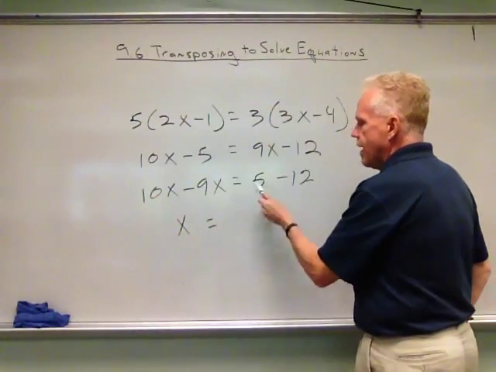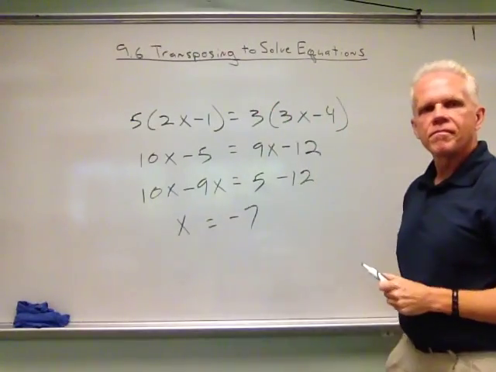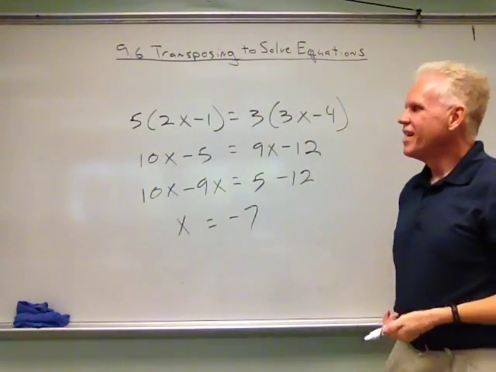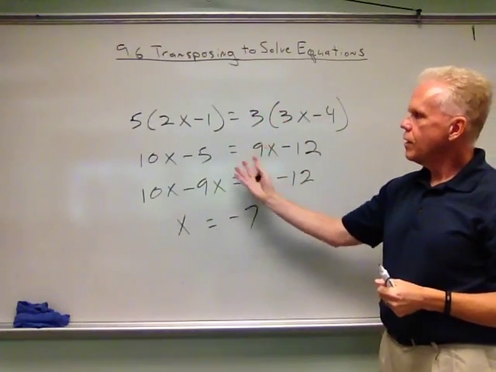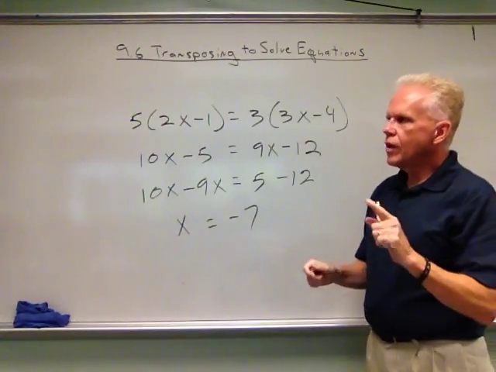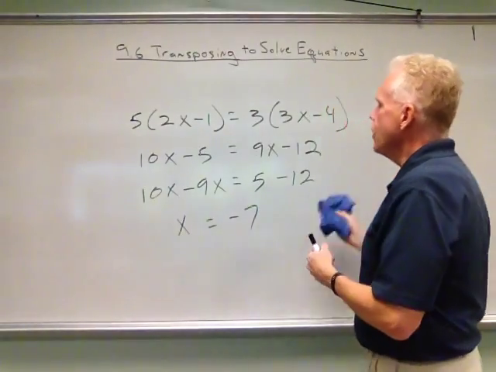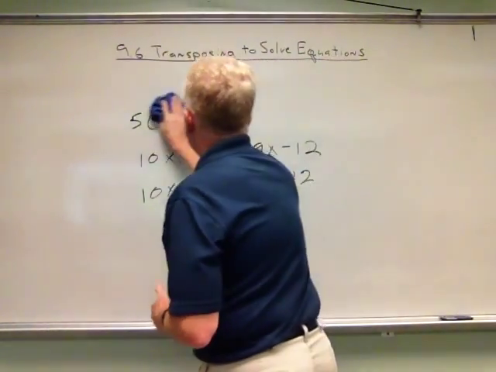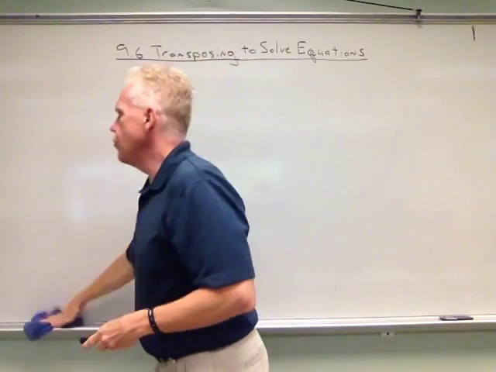And over here, a 5 and a negative 12 is a negative 7. So x equals negative 7 is my solution. And we did 2 steps here. We did some simplifying, and then we did some transposing before we came to an answer. Let's take one more example where we do some simplifying and transposing together and show you once again how this works.